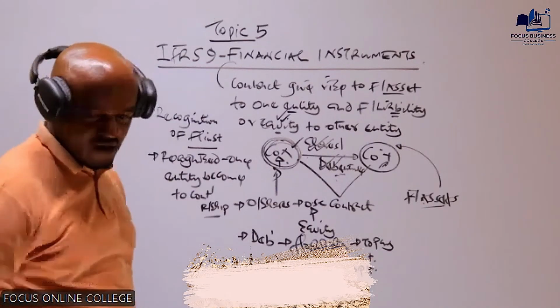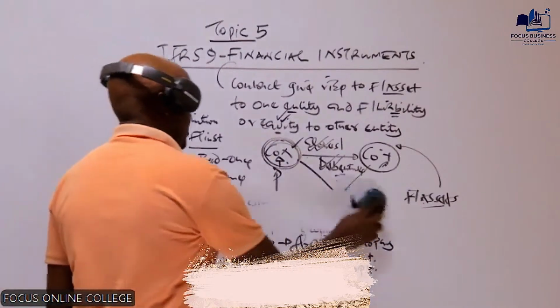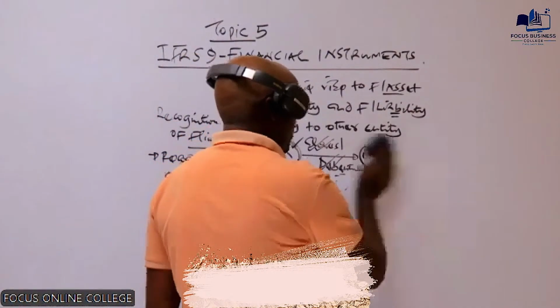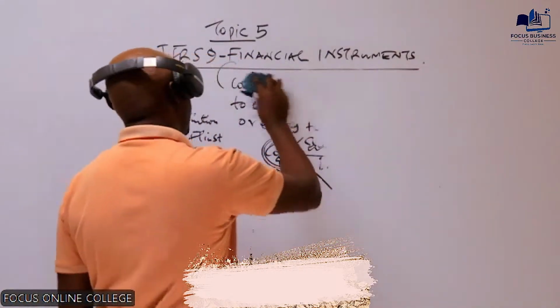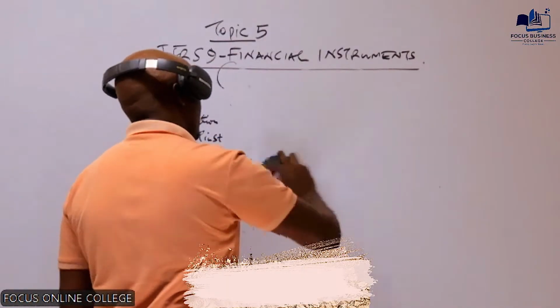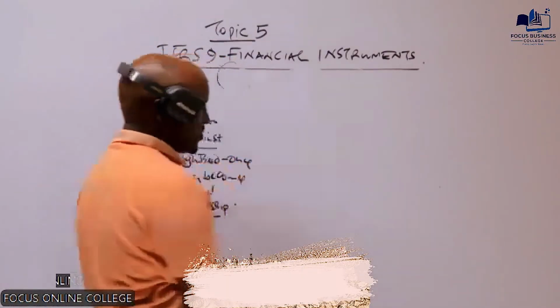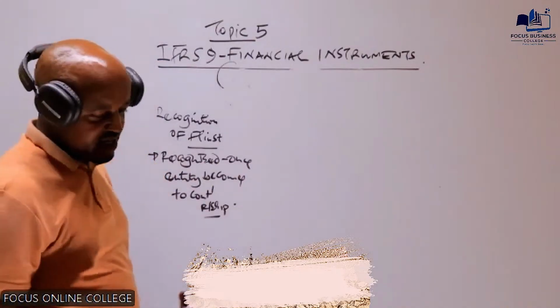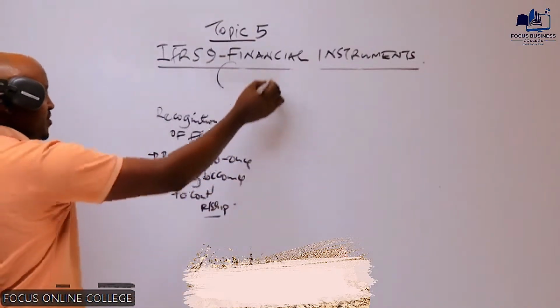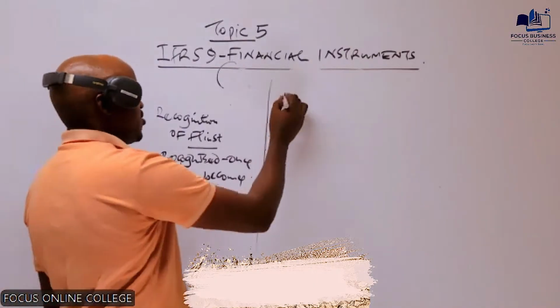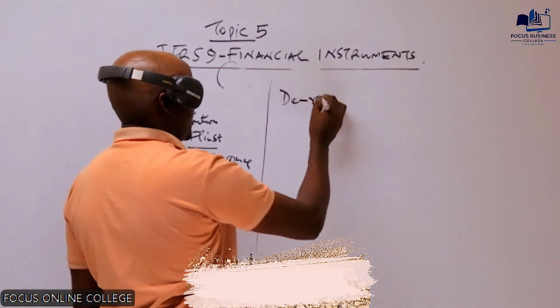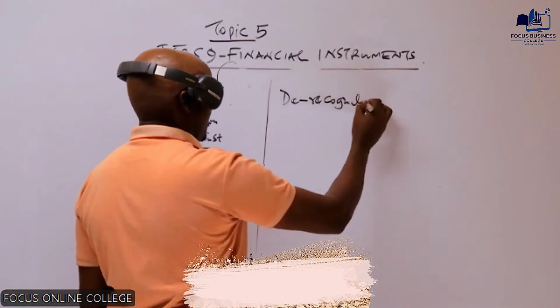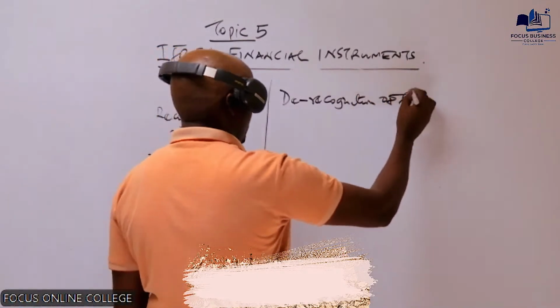Then next, I want us to discuss something to do with the derecognition of financial instruments. Derecognition is basically the direct opposite of recognizing. The derecognition is the direct opposite of what? Recognizing. The derecognition of a financial instrument.